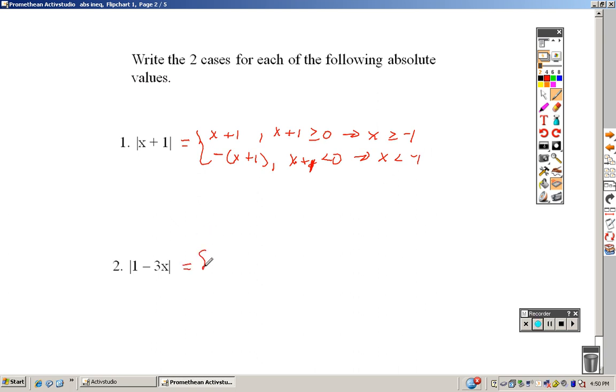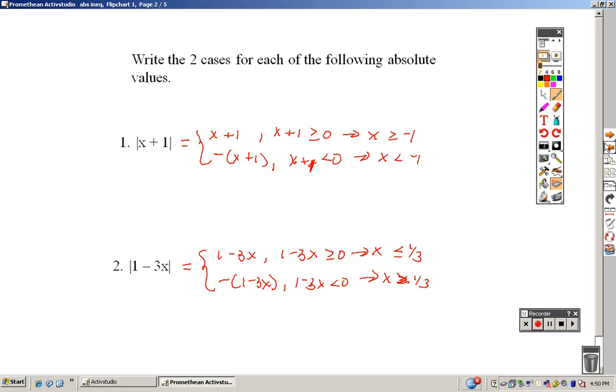Similarly, if I have that, there are two cases. 1 minus 3x, the exact same thing that's in the absolute value, but again, I'm thinking that then 1 minus 3x would be greater than or equal to 0, and then solving for the x there, I get x is less than or equal to 1/3. It's the opposite of 1 minus 3x if 1 minus 3x is less than 0, which would imply that x is greater than 1/3. And I'm literally just solving this inequality to determine those values for x.